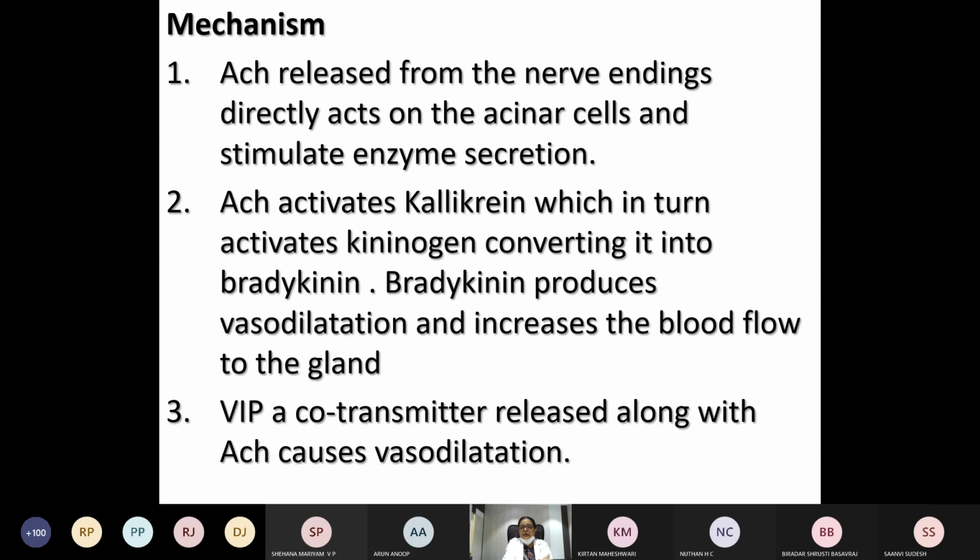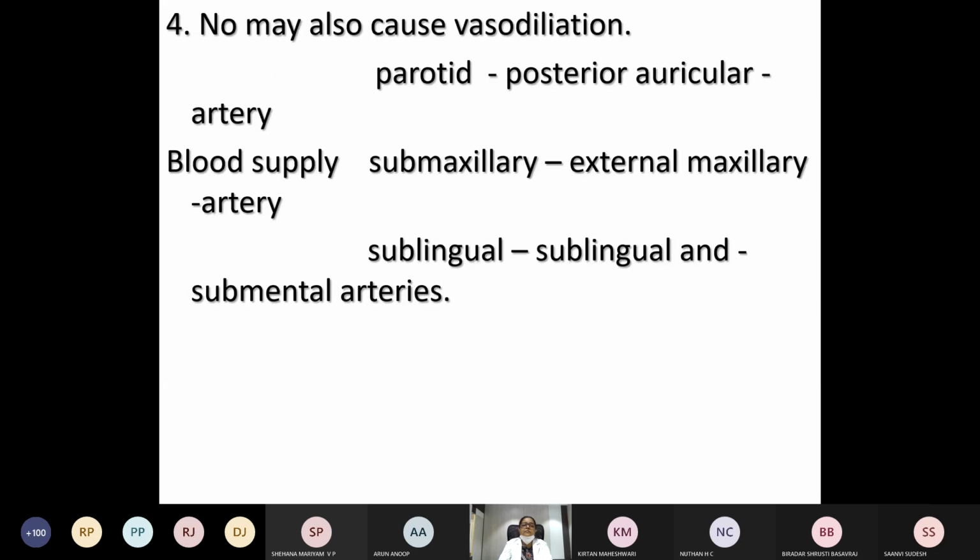VIP, a co-transmitter released along with acetylcholine, also causes vasodilatation. Blood supply: the parotid gland is supplied by the posterior auricular artery, the submaxillary by the external maxillary artery, and the sublingual by the sublingual and submental arteries.